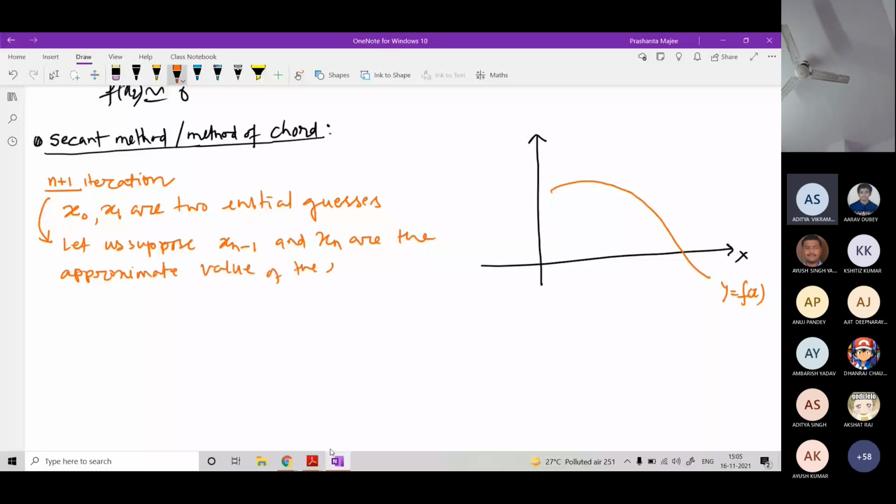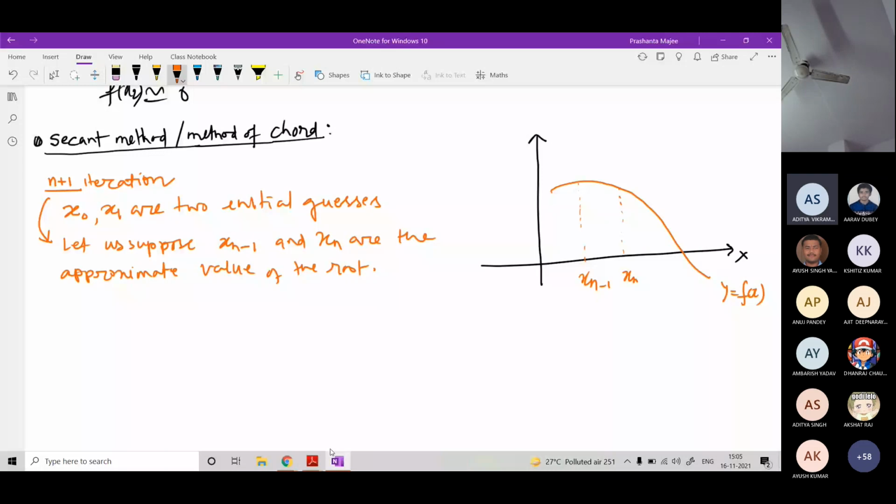Is it okay what I have written? We have chosen two initial points x0 and x1, and in the n plus 1th iteration, let us suppose that xn minus 1 and xn are the two approximate values of the root. Is it okay? Suppose this is xn minus 1, I do not know where it will be, I have taken two arbitrary points, and this is xn minus 1 and this is xn.